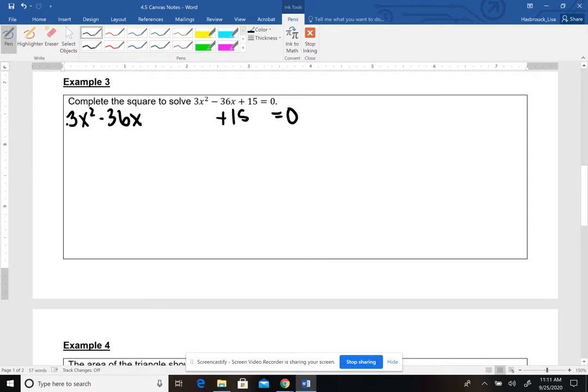We can't have a coefficient for x squared, so I need to factor that out. Take out the 3 and we get x squared minus 12x. Remember, we don't take that 3 out of the last term. The last term stays as is.